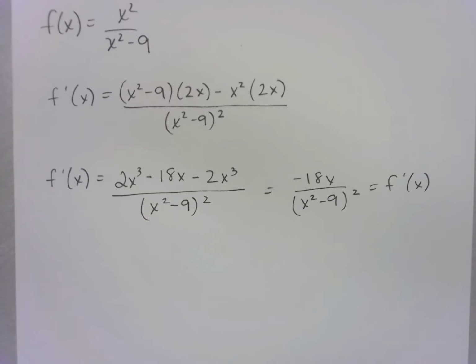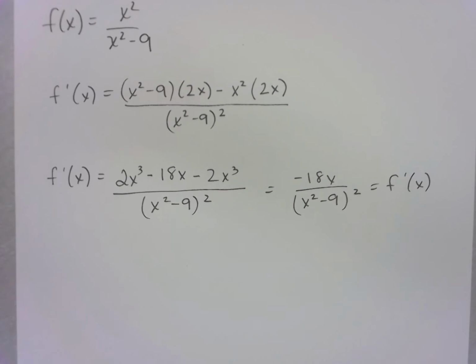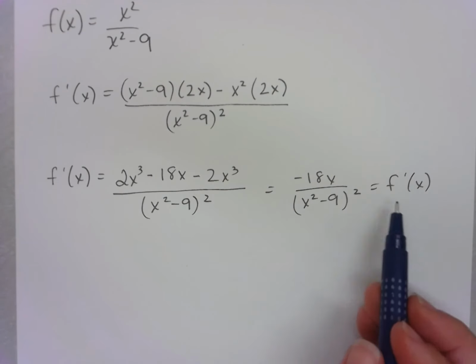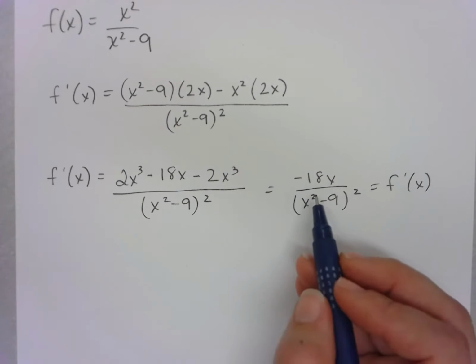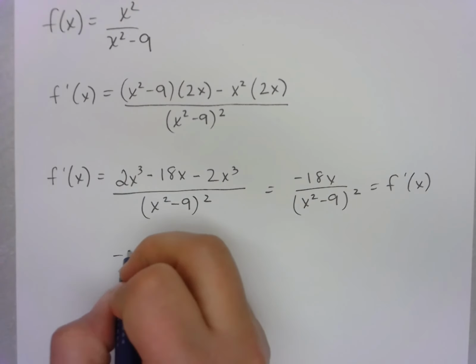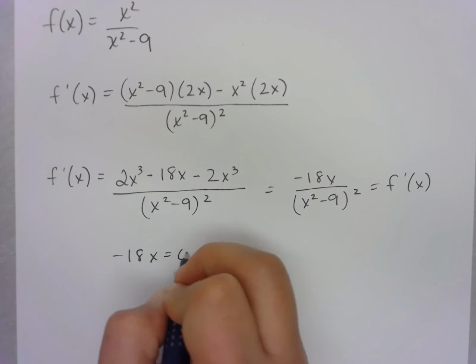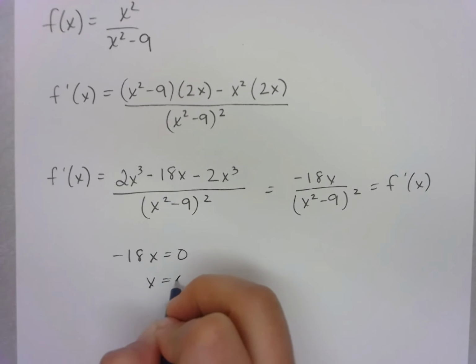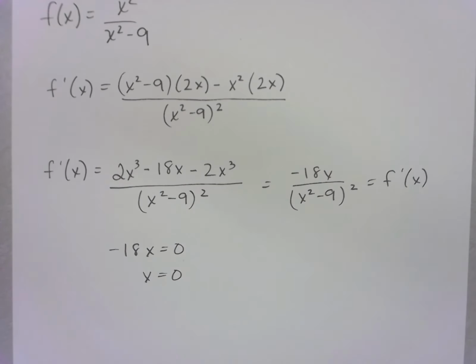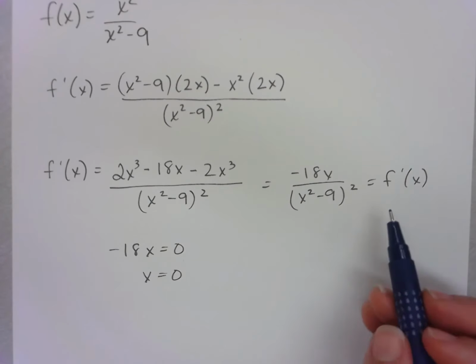So now I want to find the critical numbers of f. So my critical numbers are either where my derivative is equal to 0, meaning where the numerator is equal to 0, so I get negative 18x equals 0, which gives me x equals 0. That's my first critical number. Or where f prime of x is undefined or does not exist.